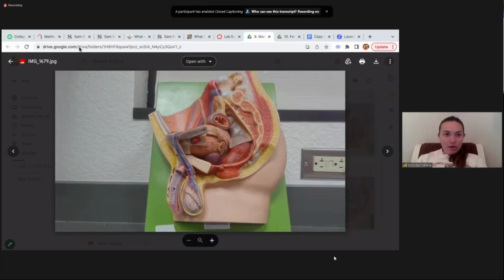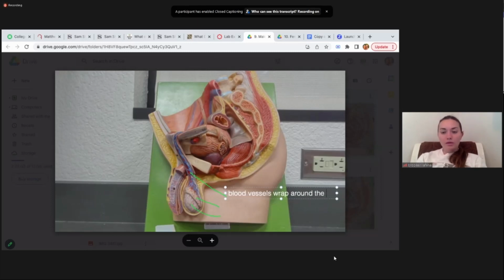So you can see it on the other model. I'll show you on that one too. Do you guys see how there's the testis, epididymis, and then remember how this is supposed to be that vas deferens that brings the semen, or the sperm, back? There are blood vessels that wrap around the vas deferens, ductus deferens, seminal duct. So the blood vessels are called the spermatic cord.